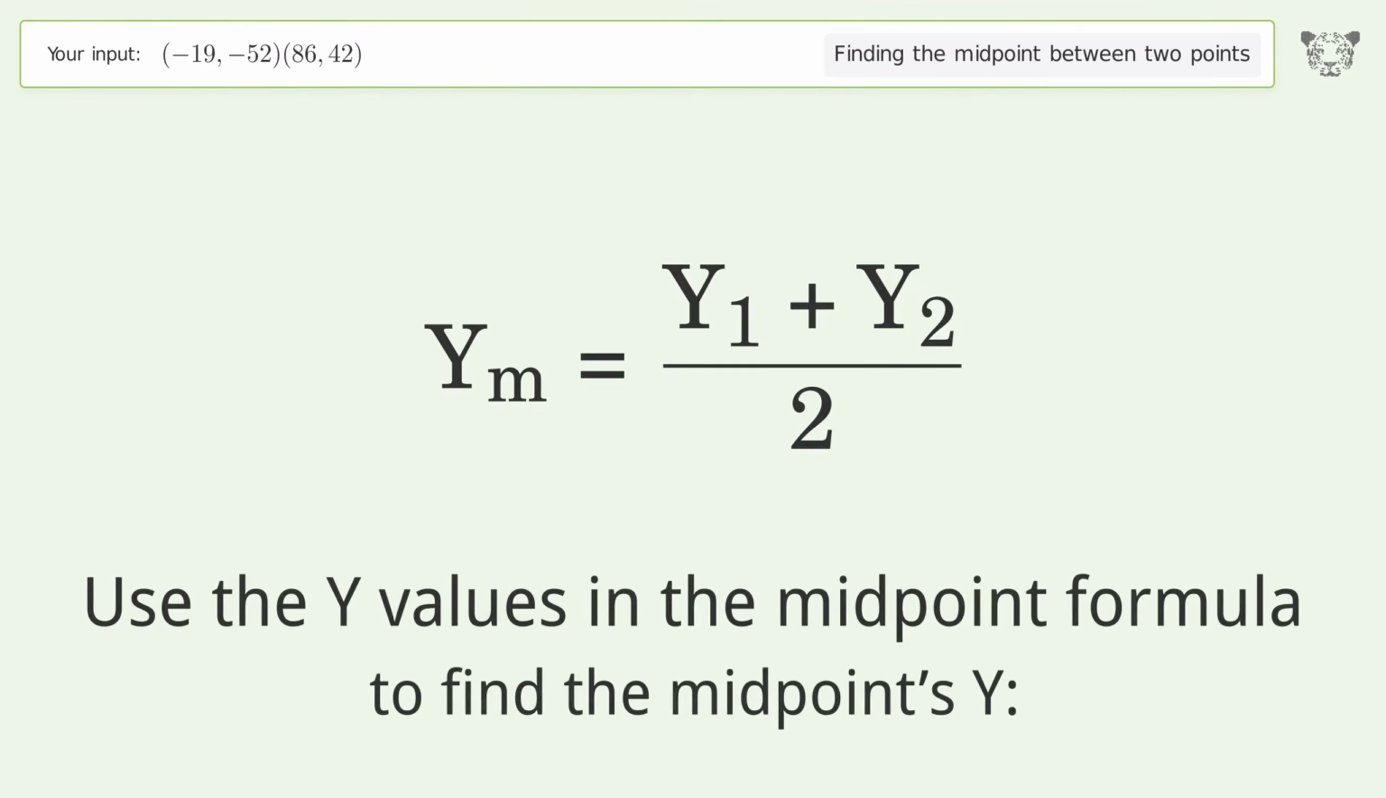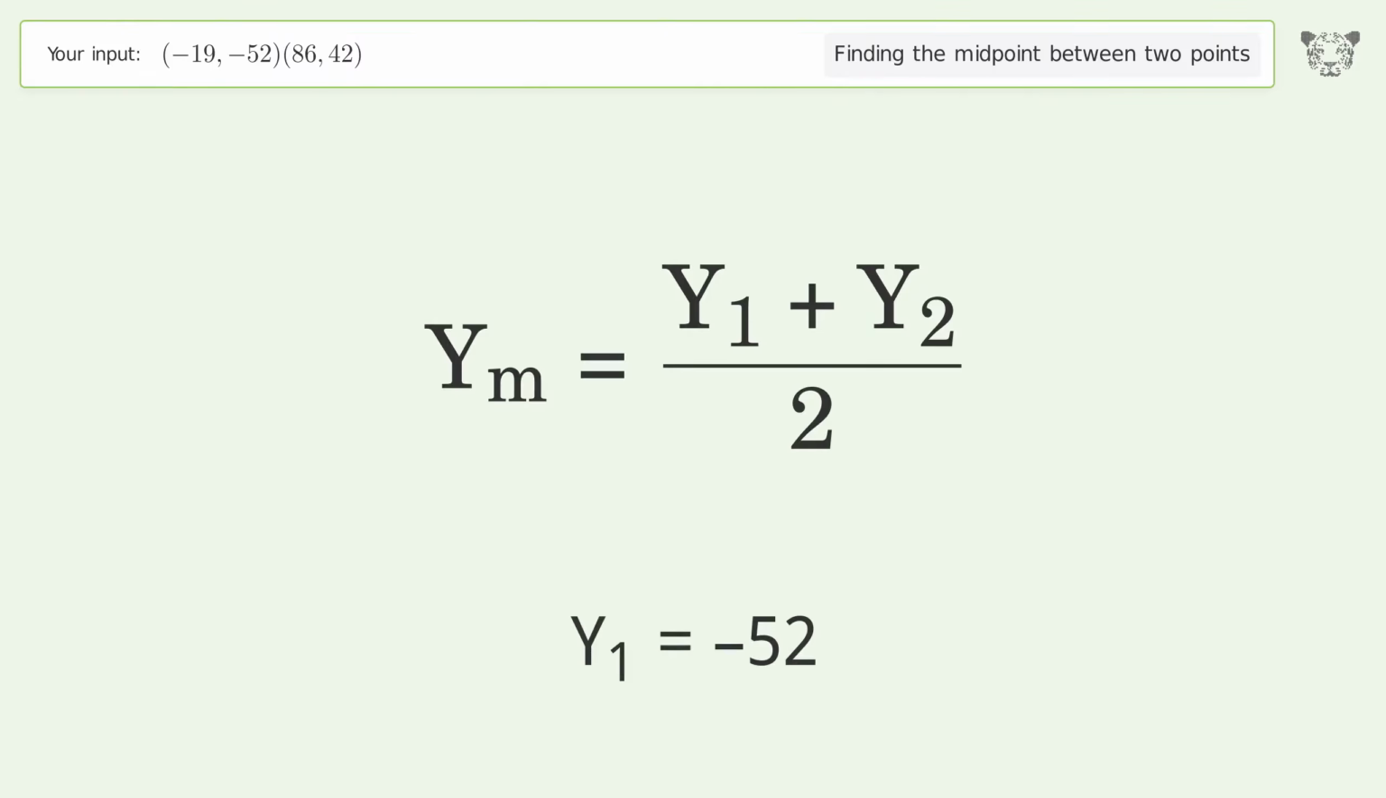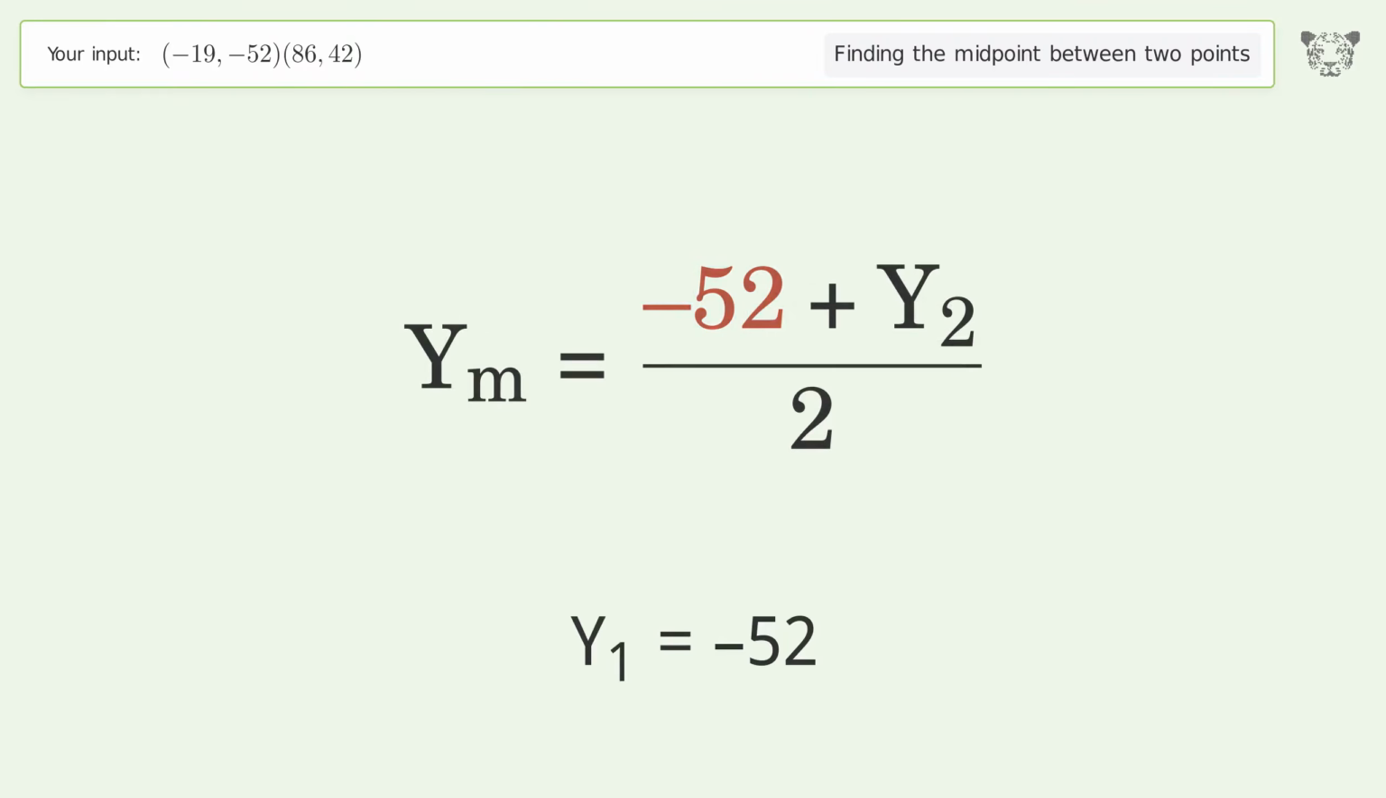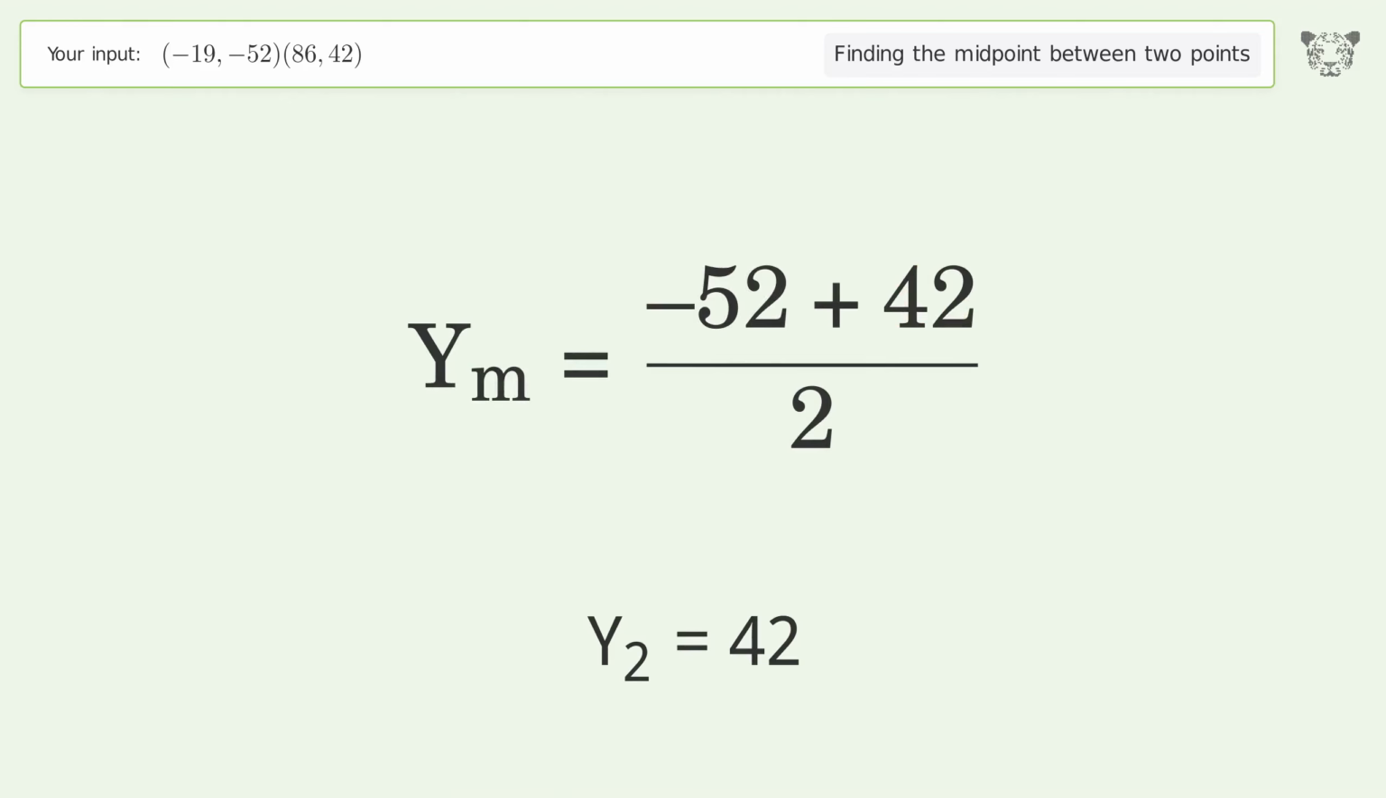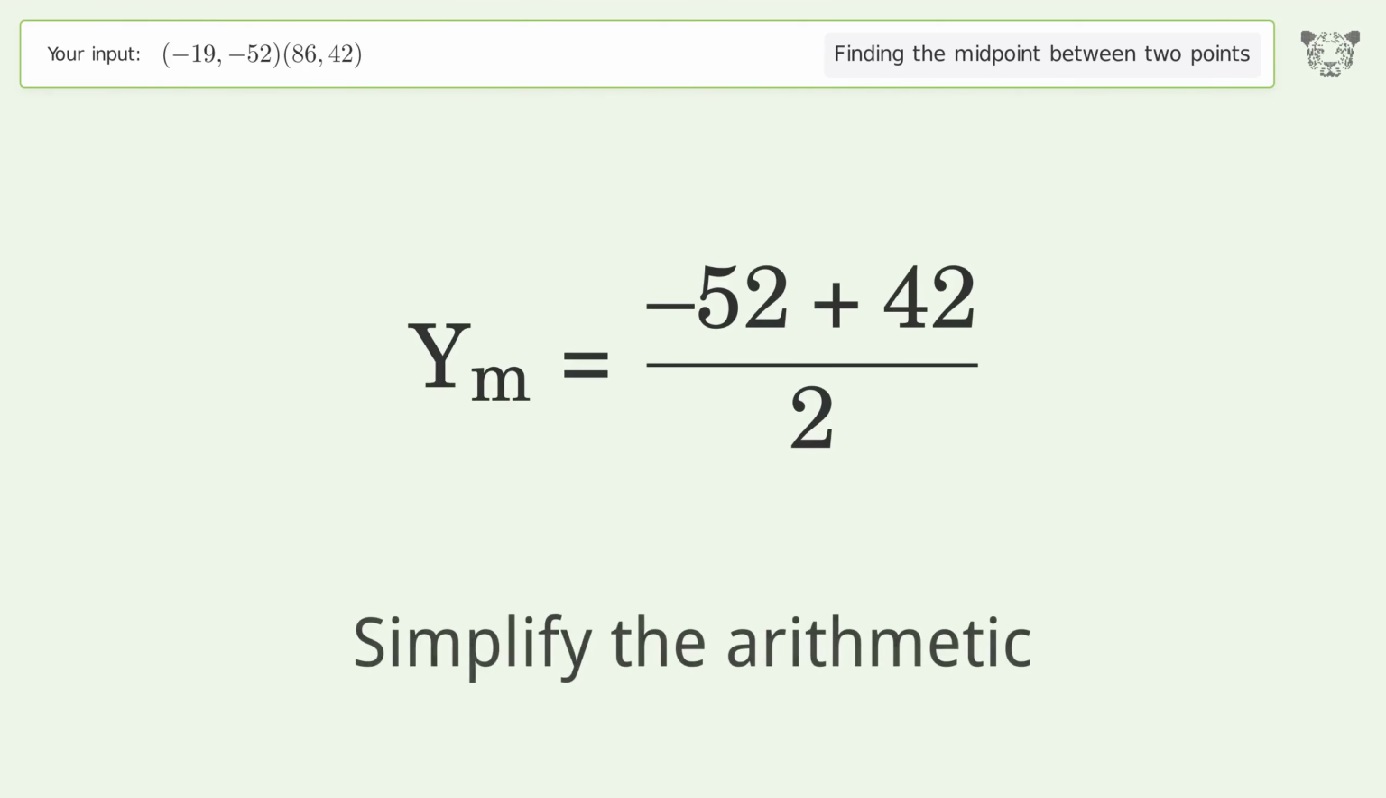Use the y values in the midpoint formula to find the midpoint's y. y1 equals -52. y2 equals 42. Simplify the arithmetic.